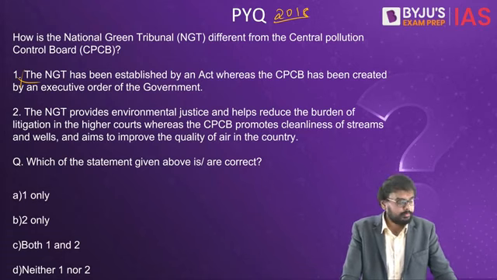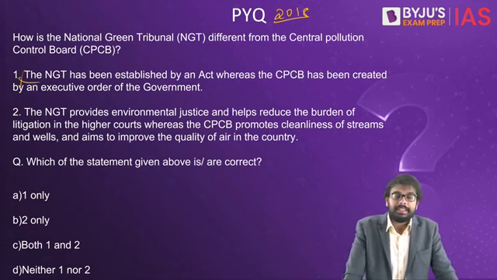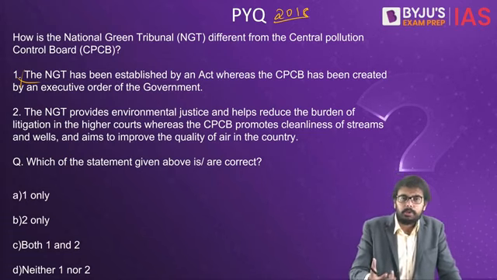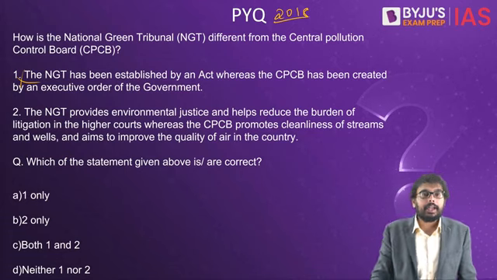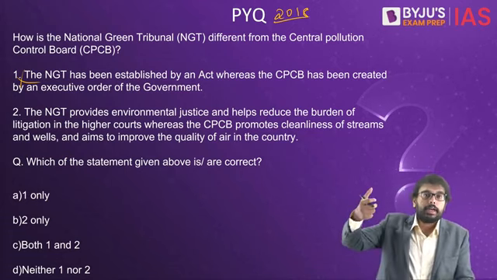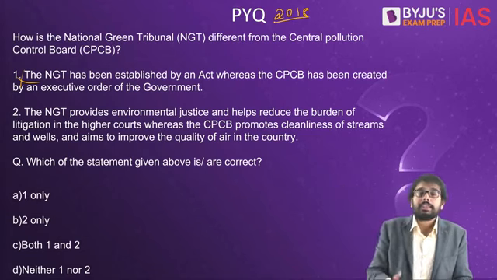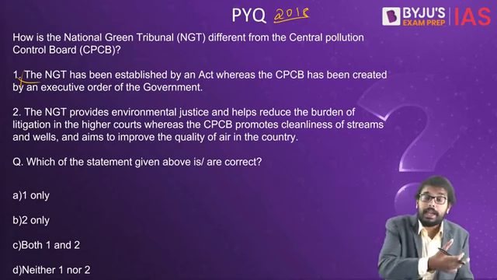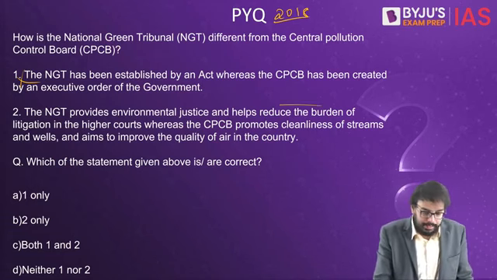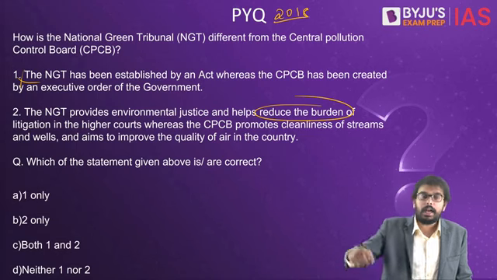What do you think? Yes, NGT is a quasi-judicial body. So what does NGT do? It takes up cases regarding environmental conservation. Rather than the case going to the district court, high court, etc., the case goes to the NGT, and NGT will decide that case. As a result, it will reduce the burden of litigation on the higher courts.